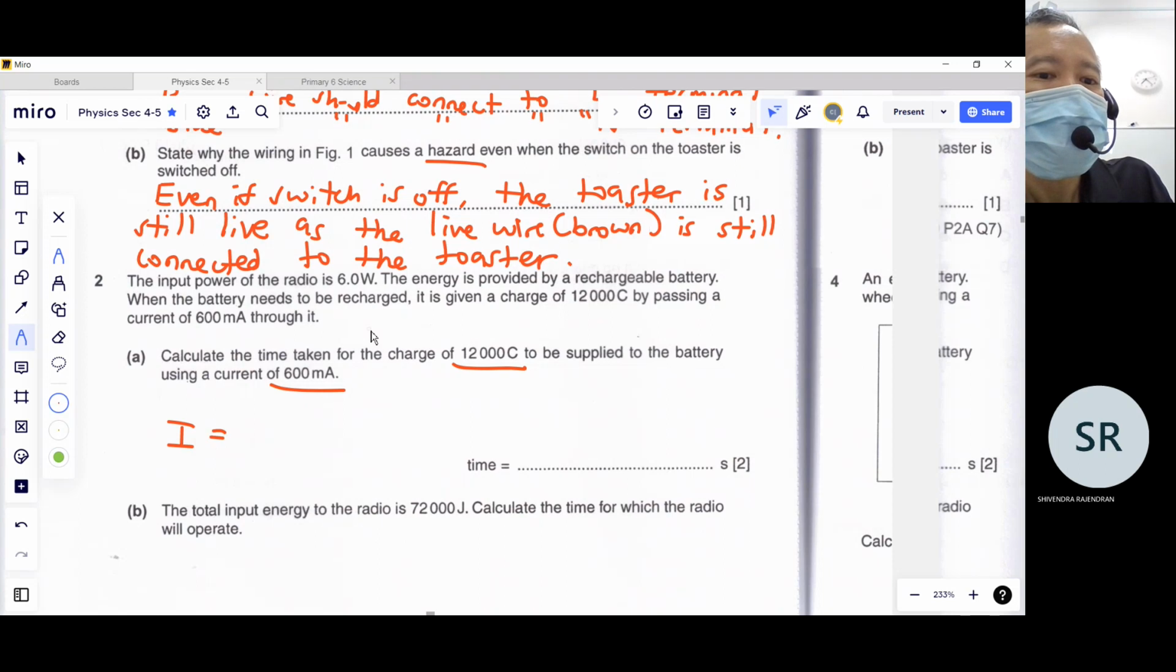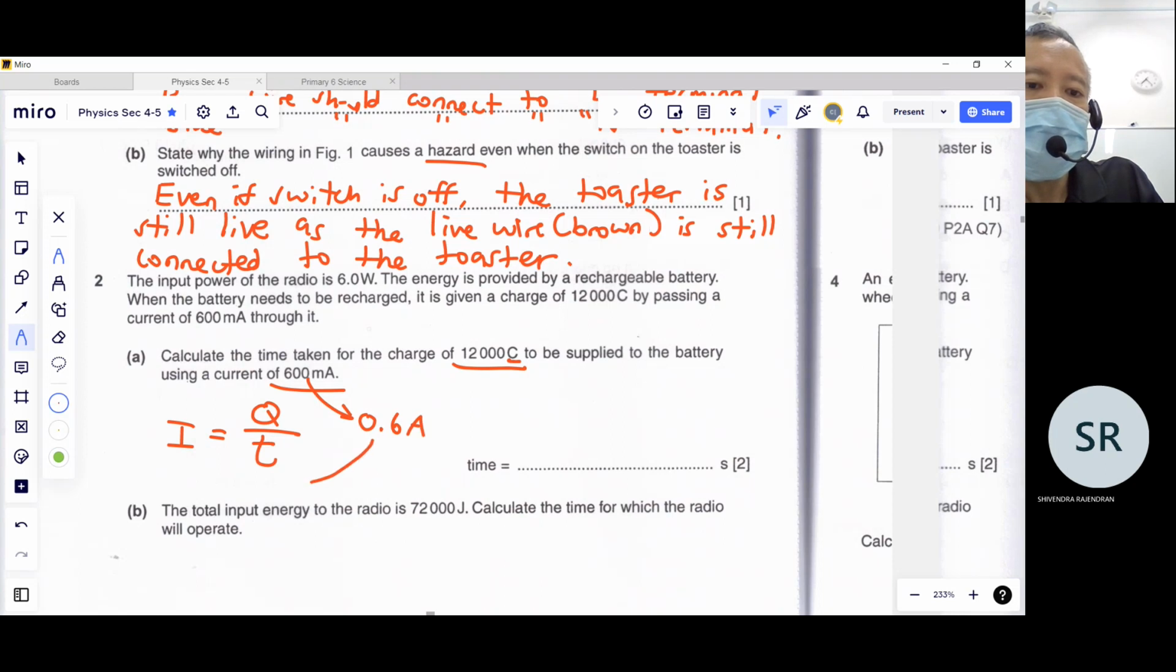I equals to Q over t. Now be careful. Coulomb is an SI unit, but ampere is not. Guys, don't make this kind of small mistake. Convert to ampere. So this is 0.6 ampere, and then this of course goes into your formula.